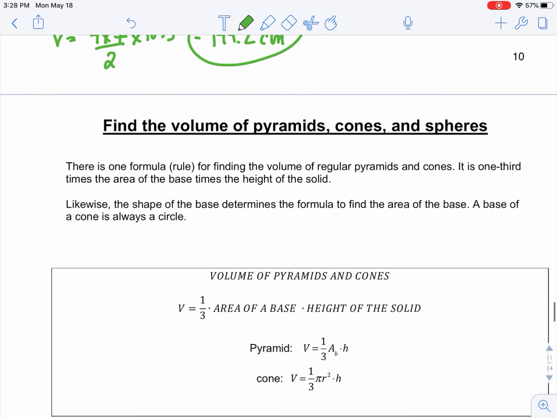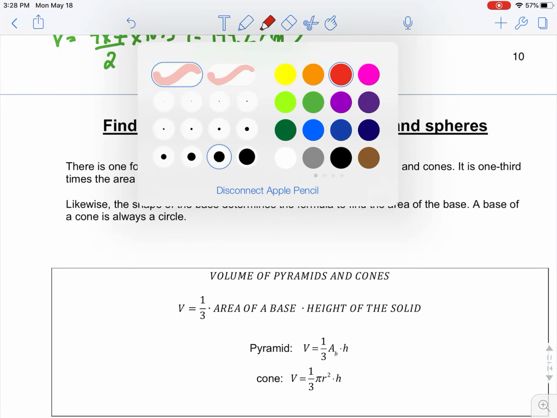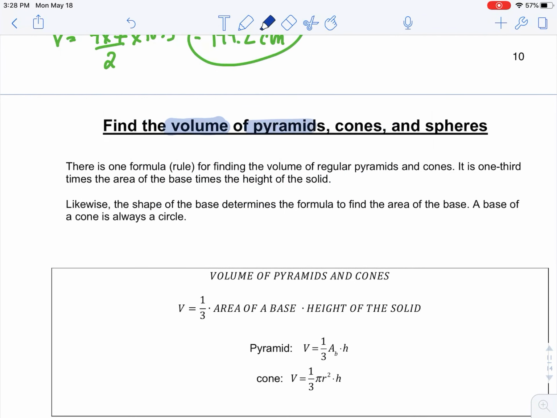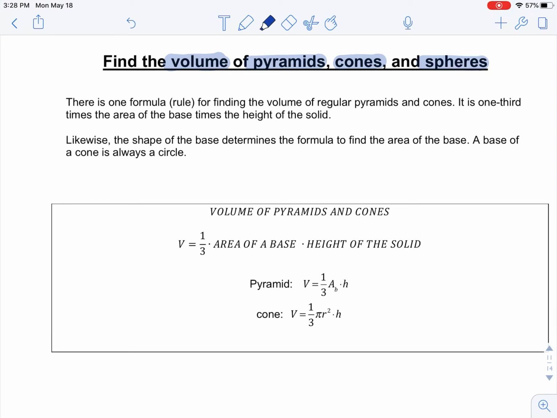Okay, what about these other guys, which are volume still, but what about pyramids, cones, and spheres? So these also have a formula. It's always going to be 1/3 the area of the base times the height, but they're a little different depending on which one is which. So for a pyramid, it's just going to be 1/3 area of base times height. For the cone, it's 1/3 pi r squared times height. So very similar to the last ones, but it's just 1/3 of that, okay? And then we'll get into the sphere tomorrow in tomorrow's lesson.